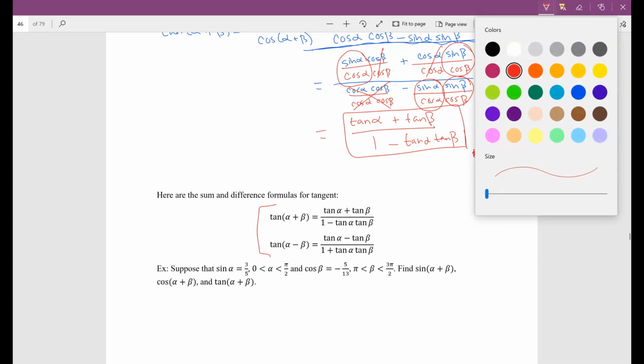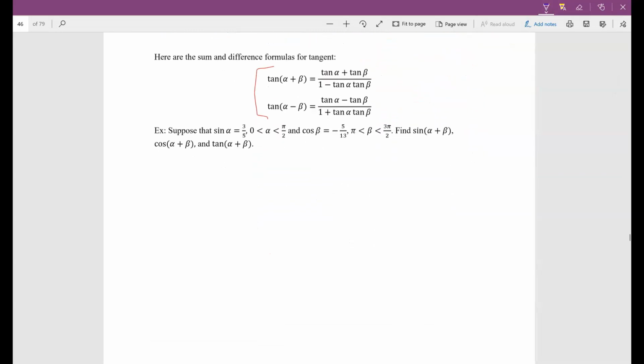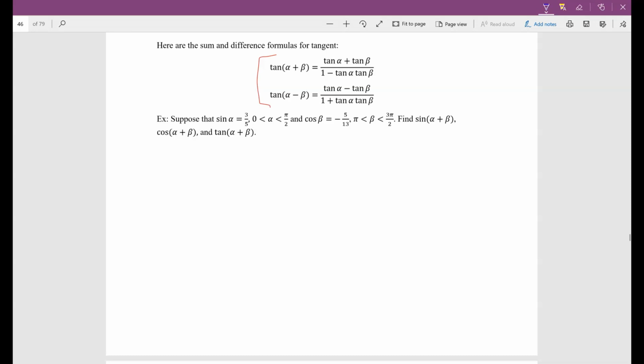So what we're going to do is this last example. This example is really important. You will see something like this on the exam, so make sure that you really know how to do something like this. This one is really, really important.